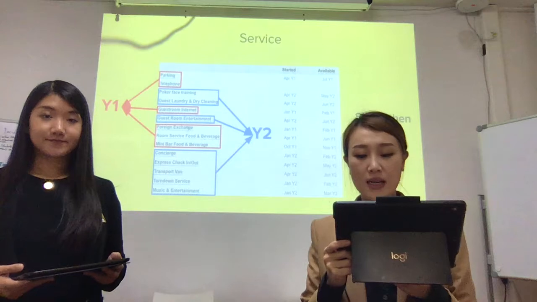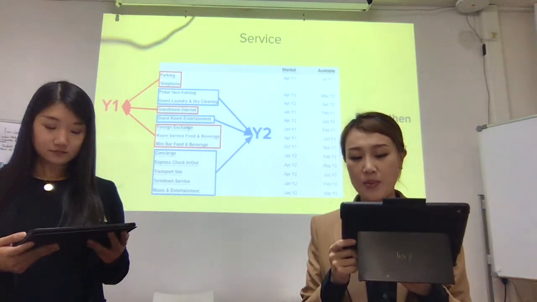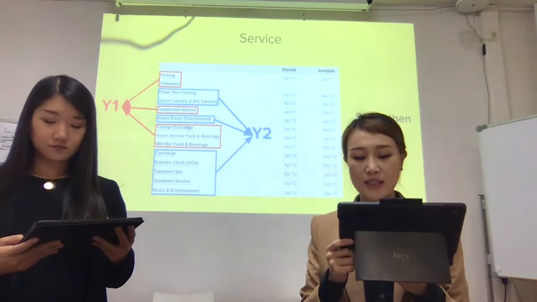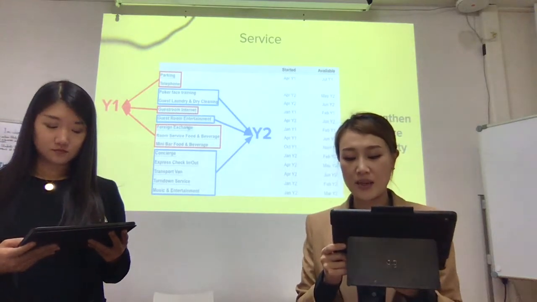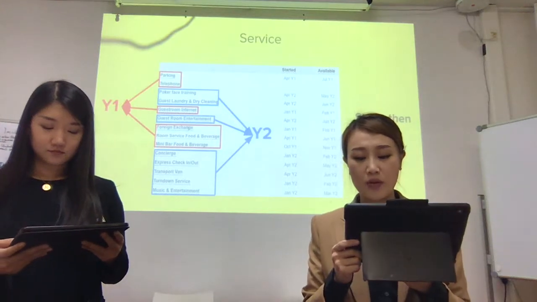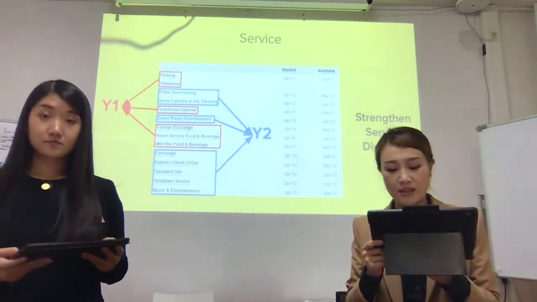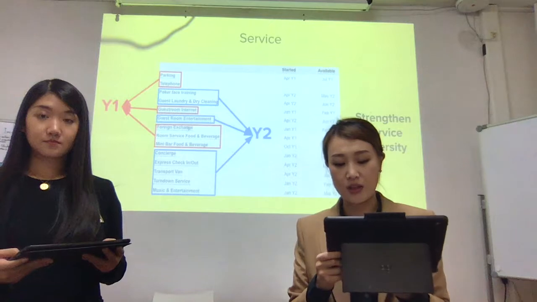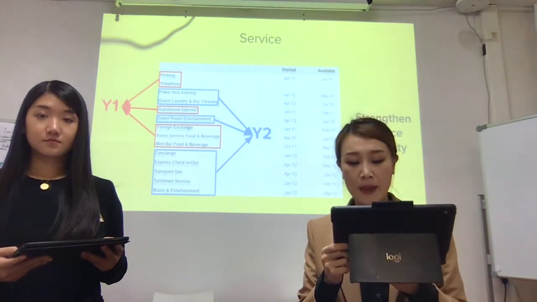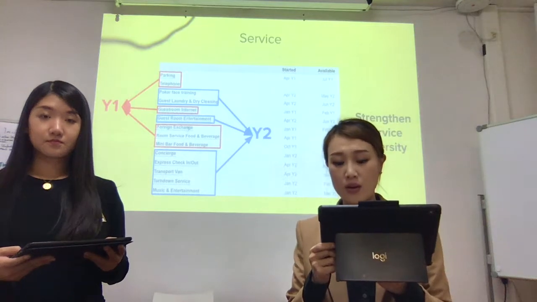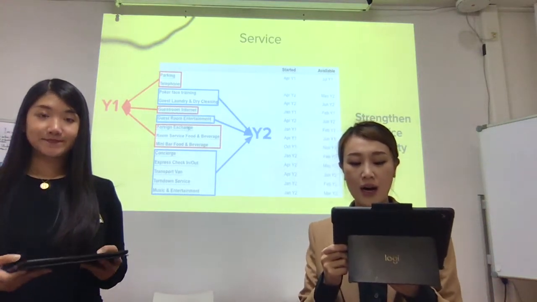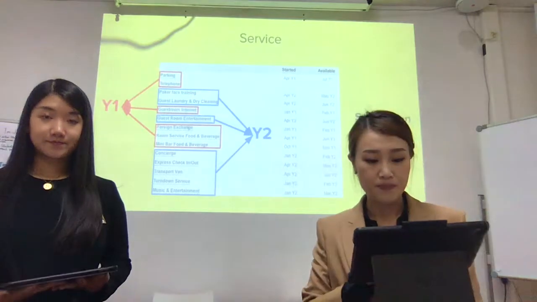Coming to service, as we can see here, we provide basic needs such as parking, guest room internet, minibar, etc. to satisfy our guests' basic needs in the first year. And in the second year, we try to provide more kinds of service to enhance the quality of the hotel and service, which can lead to higher guest satisfaction as well. By strengthening our service diversity, it helps our hotel easily have a higher satisfaction rate.